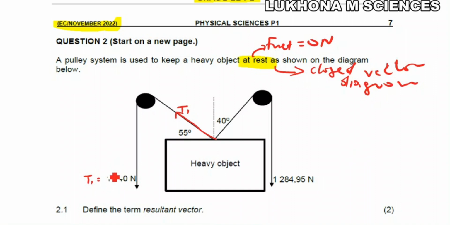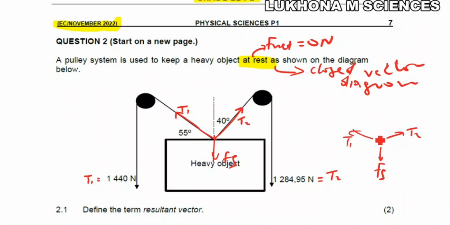T1 is equal to 1,410 N. Then there's another tension, let's say this one is T2, which means this 1,284.95 is our T2. Then this object also has the weight, so we also have Fg. So the free body diagram will be like this. So it's not T1, it's not T2, it's the weight, that is Fg.